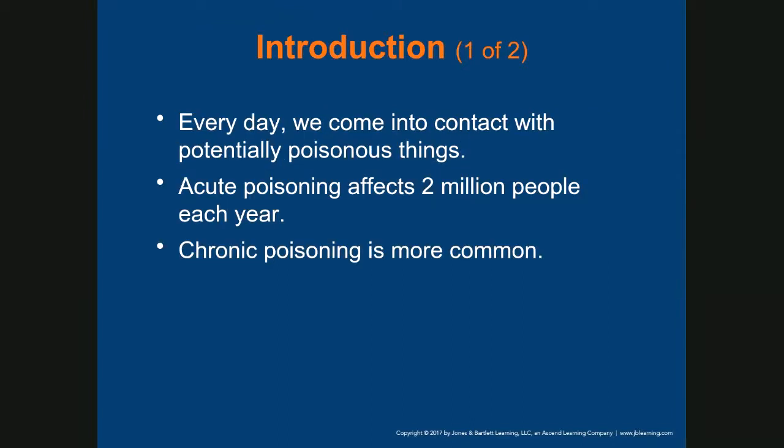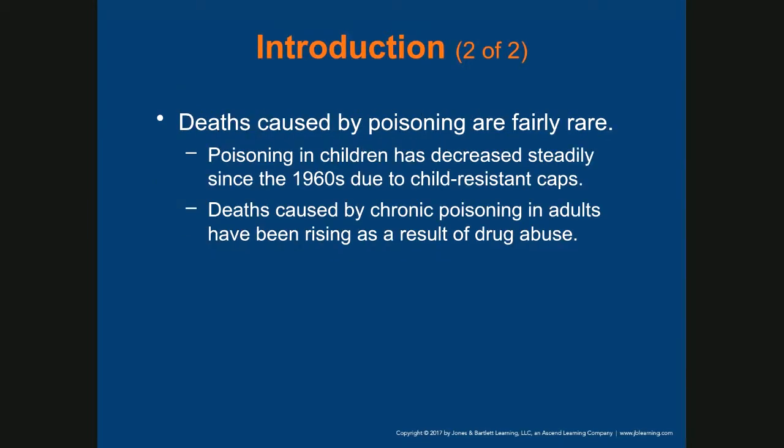So every day we come in contact with potentially poisonous things. Acute poisoning affects 2 million people each year. Chronic poisoning is more common. Deaths caused by poisoning are fairly rare. Poisoning in children has decreased steadily since the 1960s due to child-resistant caps. Deaths caused by chronic poisoning in adults have been rising as a result of drug abuse.